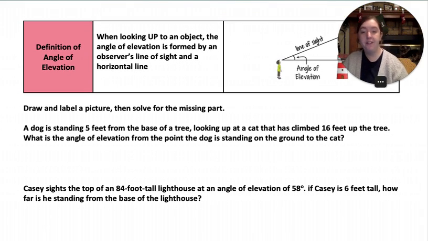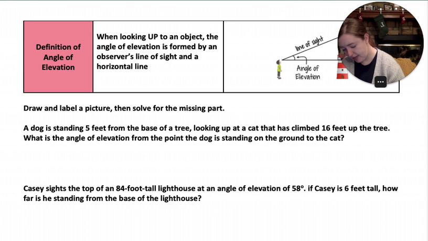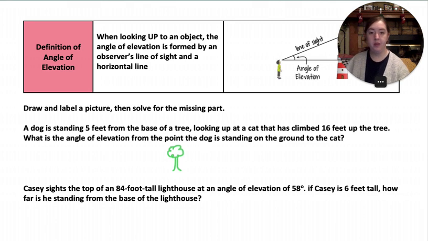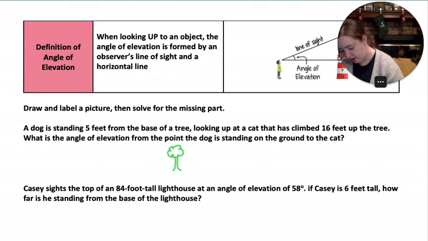A dog is standing 5 feet from the base of a tree, looking up at a cat that has climbed 16 feet up the tree. What's the angle of elevation from the dog to the cat? Okay. So we have a tree. Ain't it beautiful? There's a dog 5 feet away.